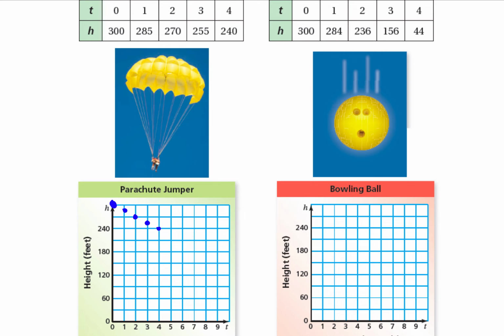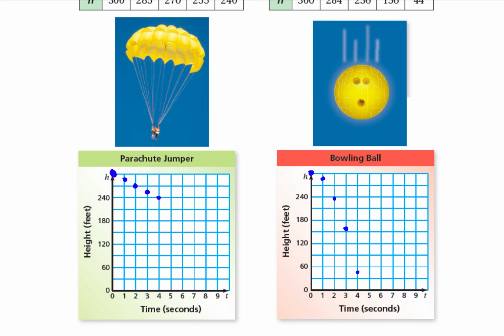Now let's look at the bowling ball. The bowling ball starts at the same height, 300 feet. After 1 second, it's gone slightly further at 284. After 2 seconds, it's at 236, a tiny bit less than 240. Then it goes to 156 after 3 seconds. Let's see, this is 156, slightly above 150. After 4 seconds, it's cleared down to 44. It's going to be about right there. And this one we can see is not linear. The longer the bowling ball falls, it tends to fall more quickly. So you can also see it's just not linear.